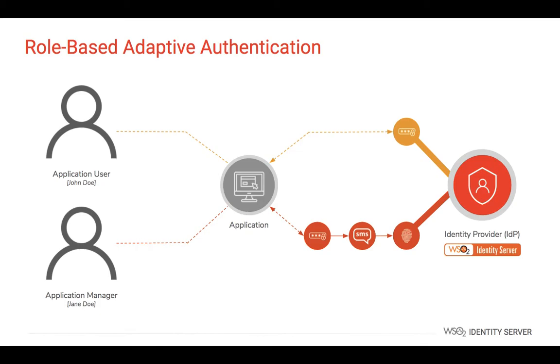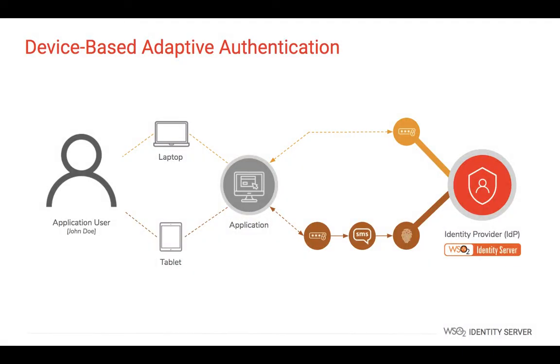In device-based adaptive authentication, the number of authentication steps the user has to experience is determined by the device that is used to access the application. For example, the enterprises can add more authentication steps to the users who are accessing the applications from a mobile device.